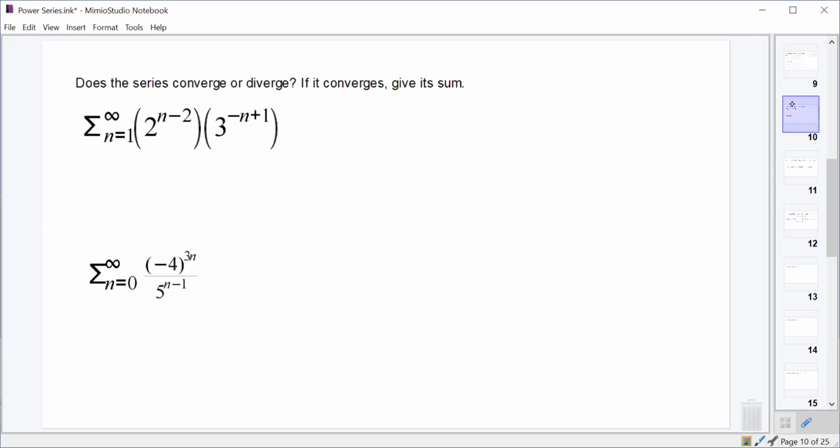Okay. Let's do some more. So this one, the sum from n equals 1 to infinity of 2 to the n minus 2 times 3 to the negative n plus 1 looks a bit more complicated. True?